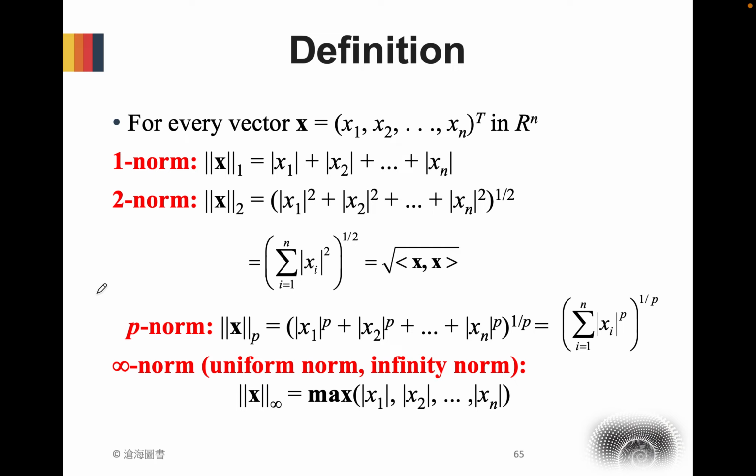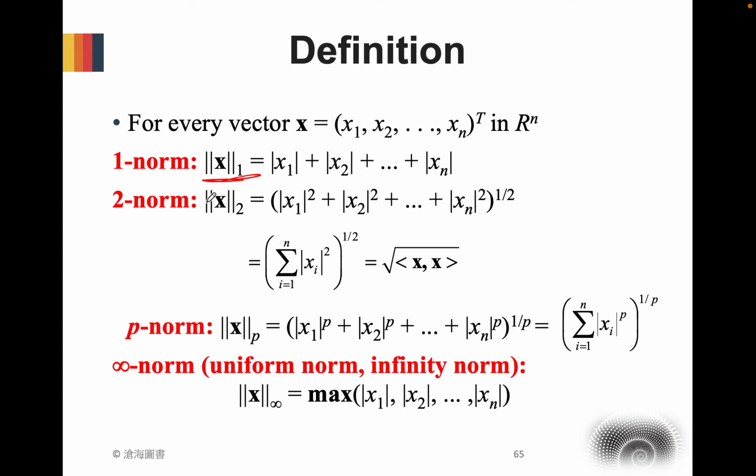So now we introduce a few other ways to define the norm. For example, we can define the so-called one norm. If a vector x is equal to s1, s2 to sn, which is an n-dimensional vector, the so-called one norm is written like this, with a subscript 1. It is defined as the absolute value of s1 plus the absolute value of s2 and so on. This is called the one norm.